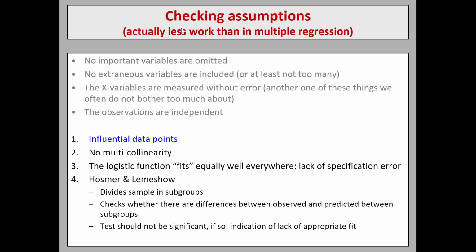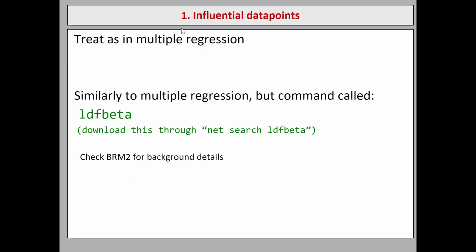Okay, so let's see. First, influential data points. I think last time or the time before that, I asked if somebody remembered how that worked, and I also remember that basically nobody knew. The point that I tried to make there is, well, we had a command called dfbeta, and that we used in regression analysis to figure out what the outliers are. Okay, if you don't remember what that was, check back again.